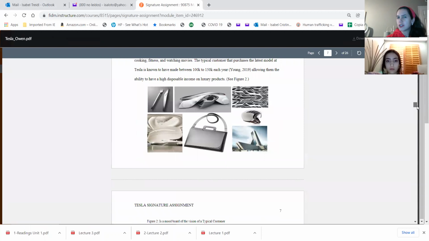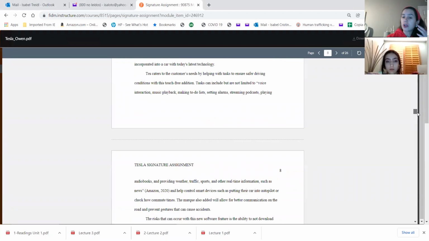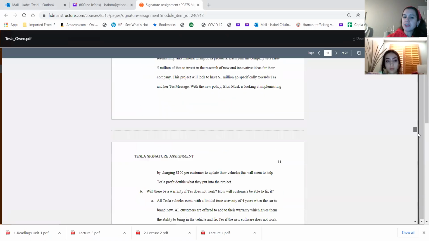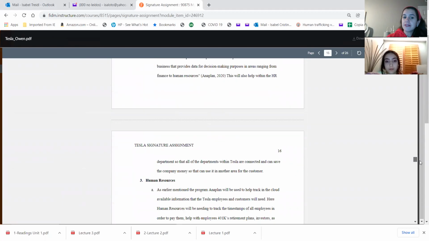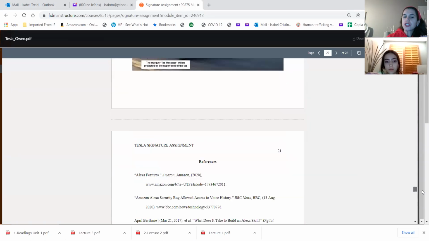So then we have the technology. If the company has the technology, how can they apply it? If the company doesn't have the technology, should they partner with someone? And if they're going to partner, why would this company partner with Tesla, for example? So again, we have the questions. Then we have the systems, and here it is divided, which is actually a really good practice. And then finally, the conclusions.